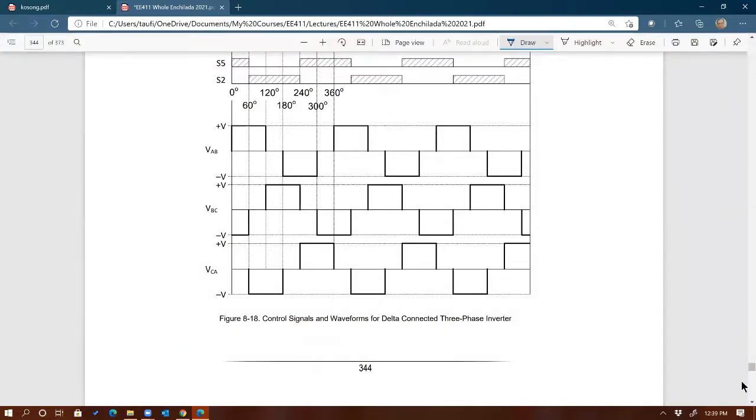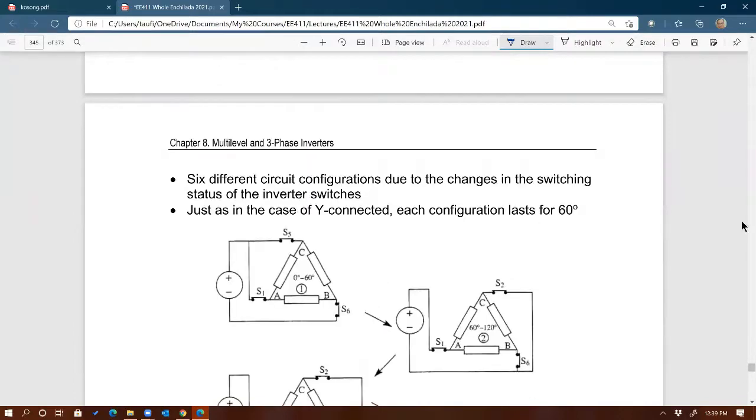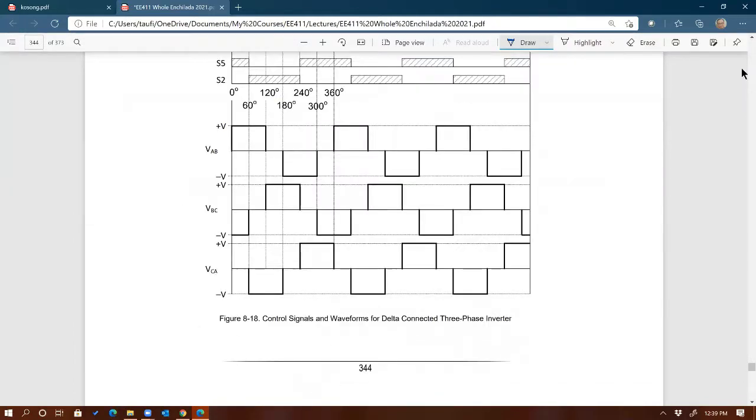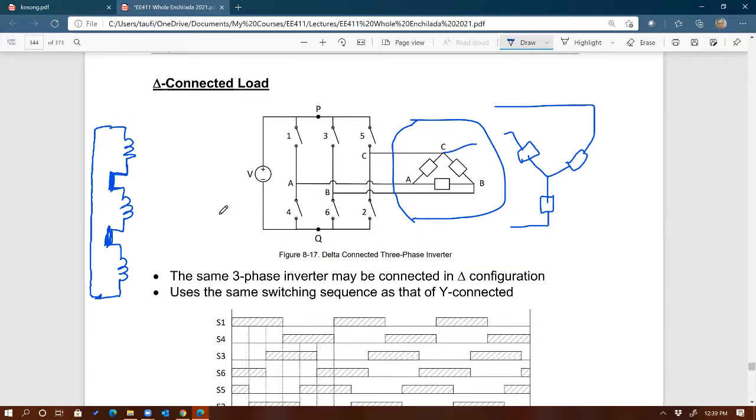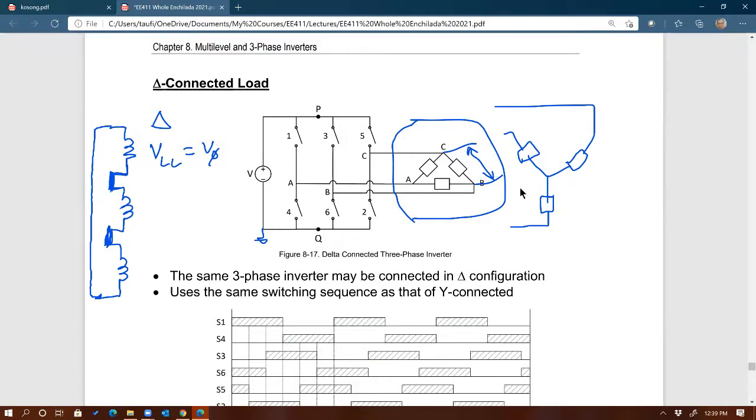In delta, theoretically speaking, you only have line-to-line voltages, right? But sometimes people also try to get line to neutral, meaning from this to the ground, if this is the ground. Sometimes, but in many cases, we're only concerned with line to line. I shouldn't say there's no phase voltage. In delta, line to line is equal to phase voltage, right? Okay. Any questions on that?